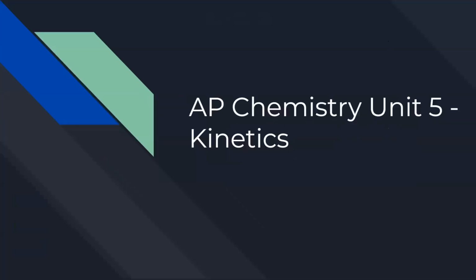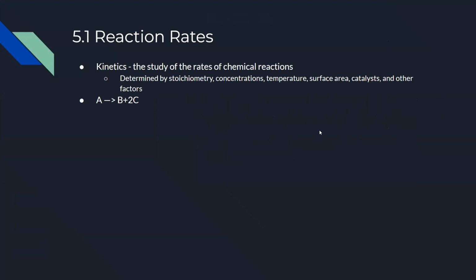Hi, today I'll be reviewing AP Chemistry Unit 5, Kinetics. So let's get started. So 5.1, reaction rates. So kinetics is basically the study of the rates of chemical reactions, or how fast a reaction reacts. And the reaction rate can be determined by stoichiometry, concentrations, temperature, surface area, catalyst, and many other factors.